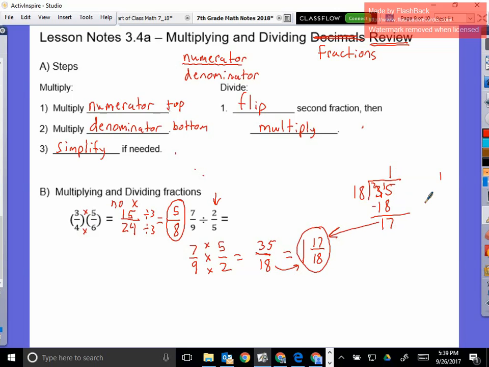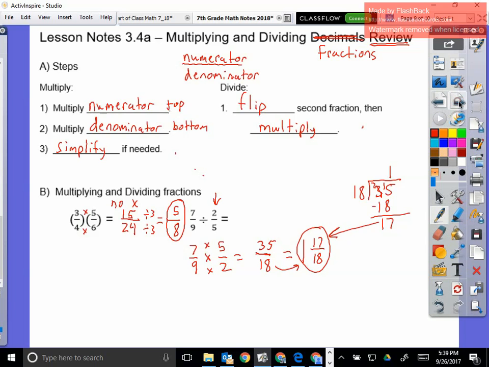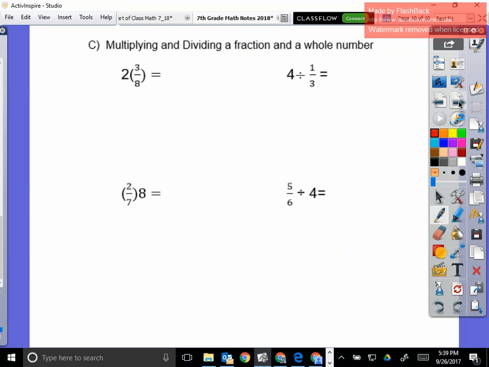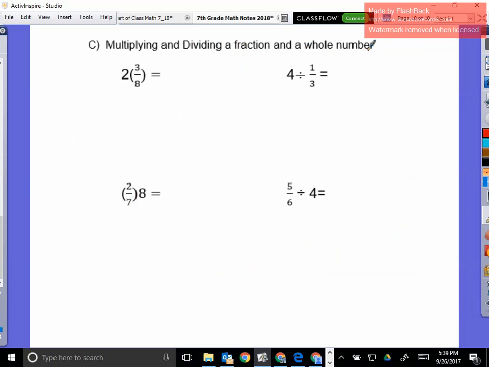There's our answer to that one. There are some multiplying and dividing steps for fractions. Okay, let's take a look at a few more problems here. Now we're going to be taking a look at something like this. We're going to be multiplying and dividing a fraction and a whole number together.